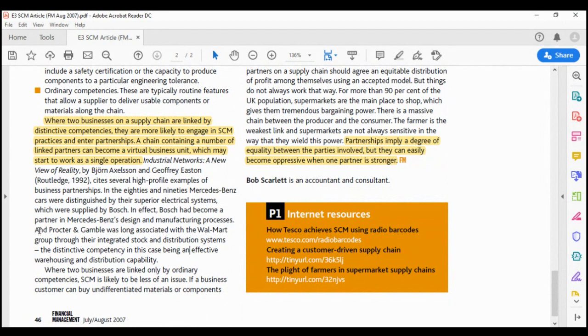Again, similar here, another example is Procter & Gamble, which was a long-established associate of Walmart Group in their integrated stock and distribution system. The distinctive competency in this case being effective warehousing and distribution capabilities. So Procter & Gamble helped Walmart to really establish a proper logistics and warehousing system.